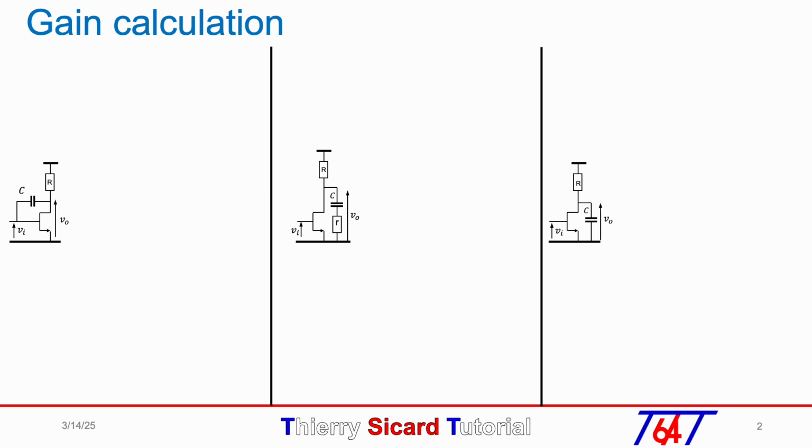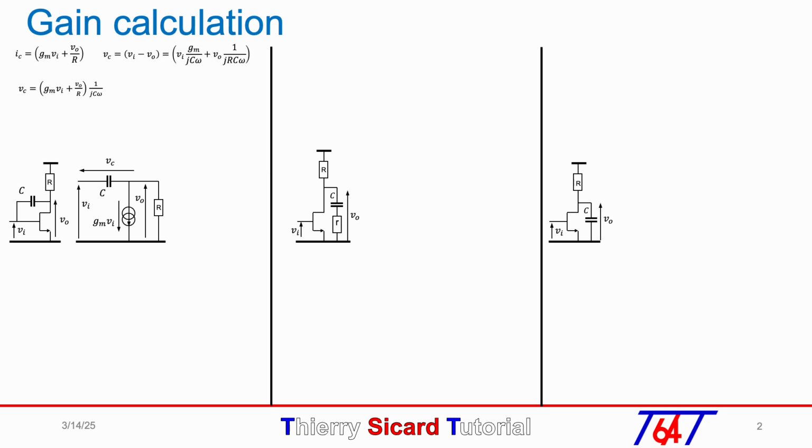We can realize the small signal diagram with a transconductance Gm. The capacitor current IC is equal to Gm Vi plus Vout over R. The capacitor voltage Vc is equal to IC times 1 over Jc omega. Since Vc equals Vi minus Vout, we can write the following equation.